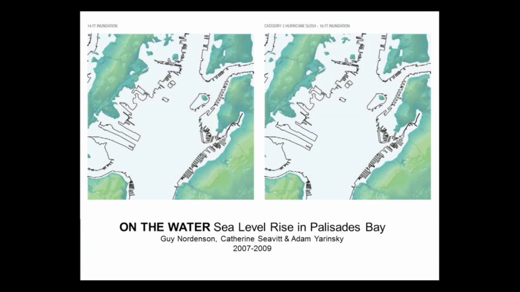Now, the discussion about storm surge actually starts in a big way with Guy Nordenson, Catherine Seavitt, and Adam Yarinsky's project, which is basically this on the water, sea level rise in the Palisades Bay, and they do a very thorough study of it. Most of the people at the time when it was all presented thought that the sea level rise was going to be 2 to 4 feet, and even then not in 40 years or something like that. So that's what got folded into the plans. They had talked about the 500-year, and this is sort of their diagram of what it might be, which is kind of what happened. The book was published in 2009.